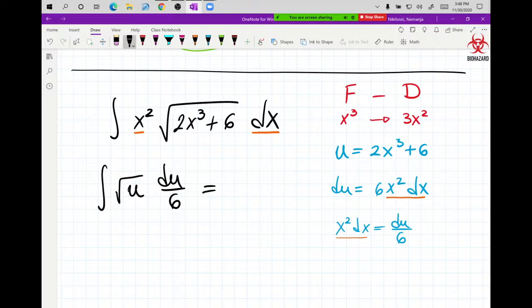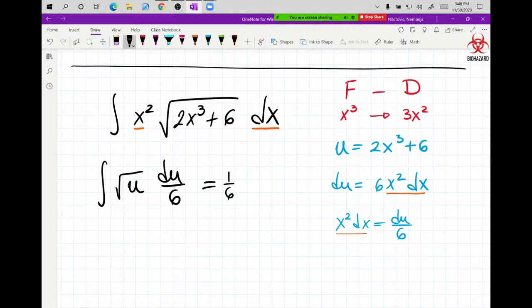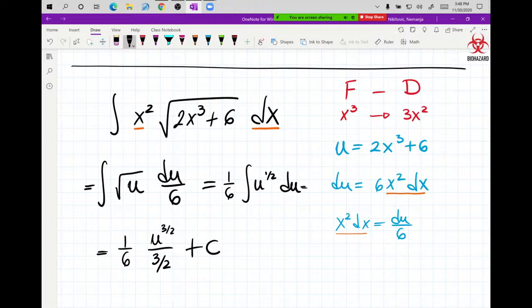So now this problem becomes 1 over 6 integral of u to the 1/2 du. And this is a basic integral, because all you need to do now is use the formula for integration: plus 1, and you're done. So it's 1 over 6 times u to the 3/2 divided by 3/2 plus c.